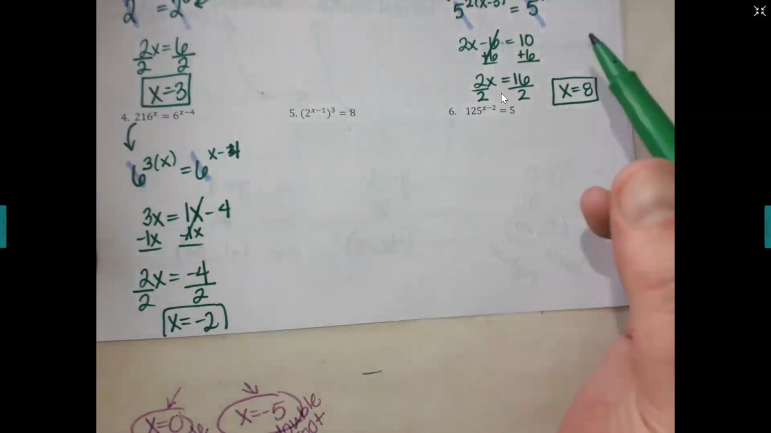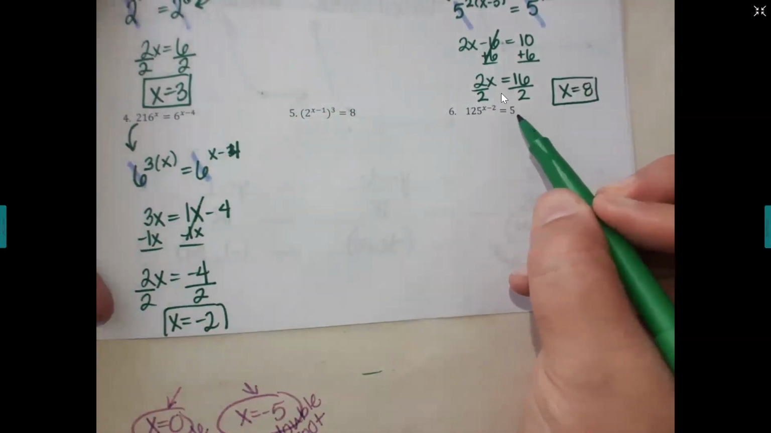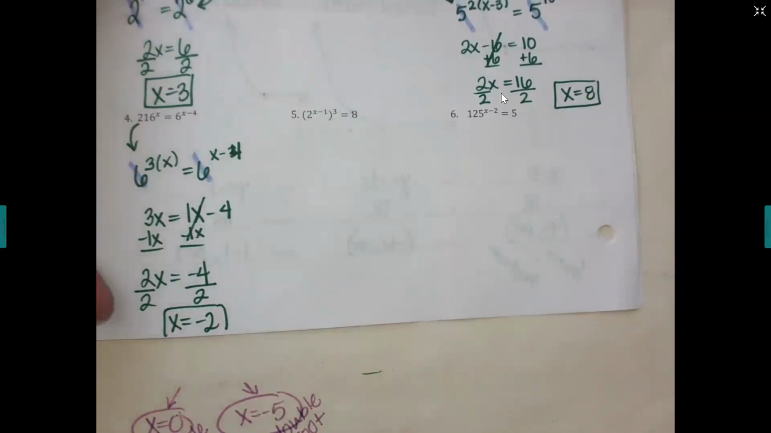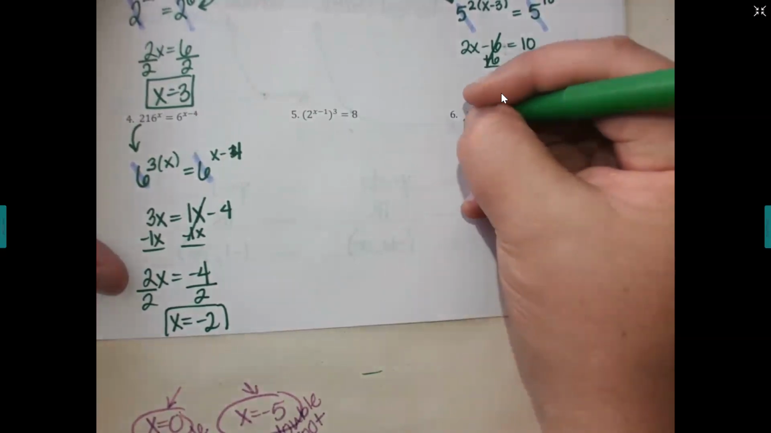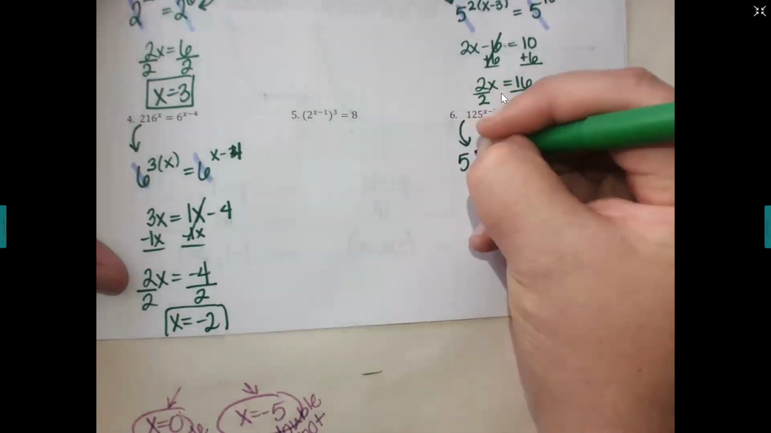Okay, let's do number 6. On one side I have 125, on the other side I have a 5. What chart should you be looking in? The 5's chart, and what number are you looking for? 125. So look in your 5's chart. What is 125 equivalent to? Cubed. 5 cubed, very good.